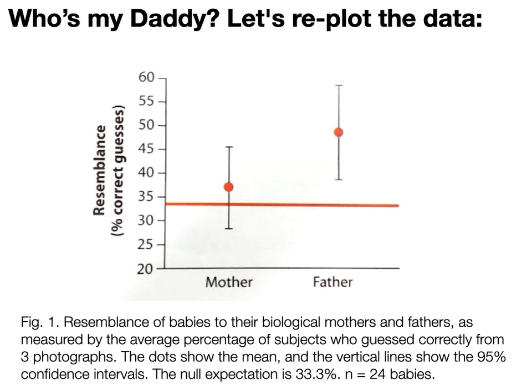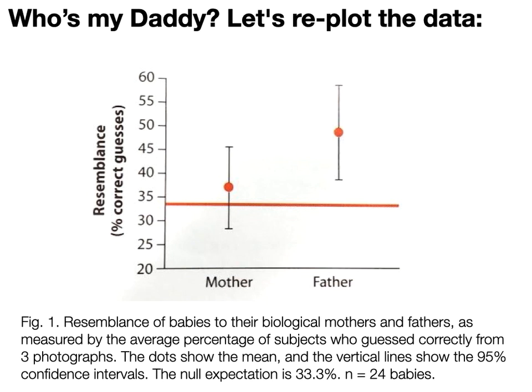And the red line here is the null expectation, given that each guesser was guessing out of 3 potential parents, right? So just by chance, we expect people to be able to guess the right parent a third of the time. And so that's why our null expectation here is 33.33%.